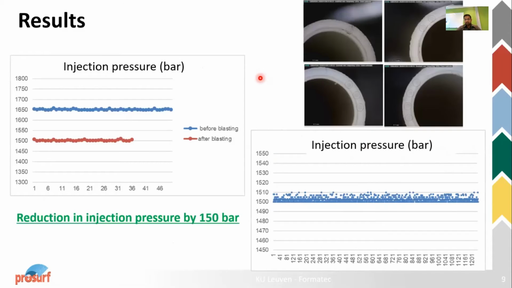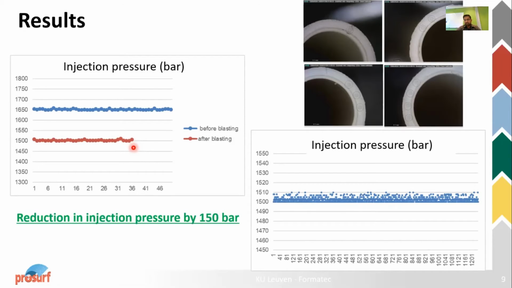This technique was also applied on the real molds in the framework of the ProSurf project. The results for industrial partners revealed that we are getting a 150 bar reduction in the injection pressure when using a two-step microabrasive blasting procedure, that is first with alumina and then with zirconia.